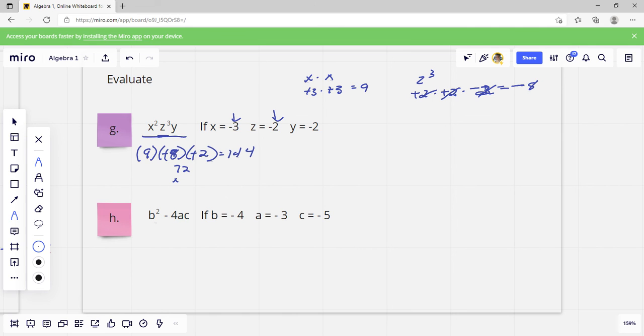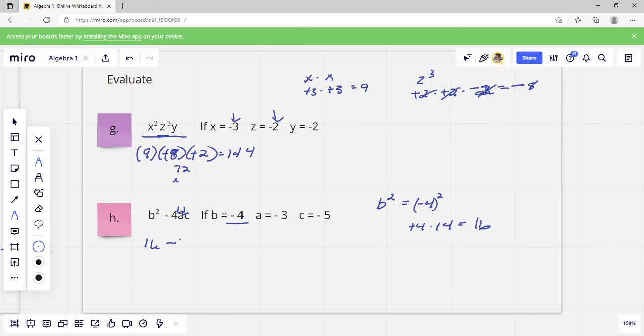Yes. Then this one has b squared, and b is negative 4. So if I need b squared, that means I need negative 4 squared. Right? And that's in parentheses. So that means I need negative 4 times negative 4, which would be 16. So my b squared right here is 16. Alright, then I'm going to multiply here and here before I add these together.